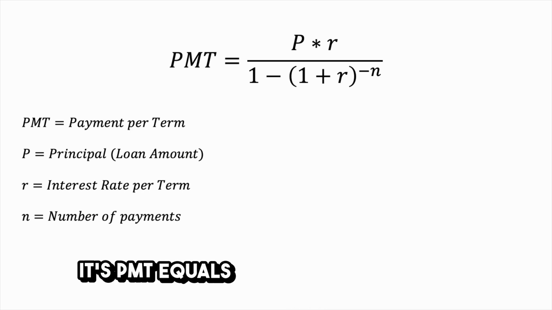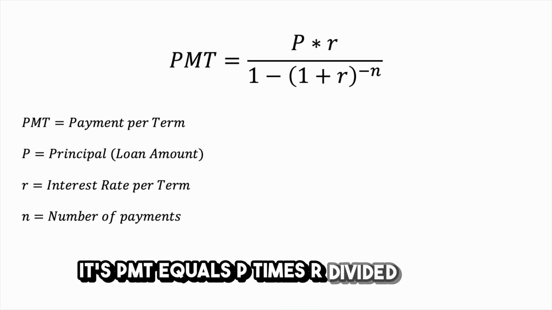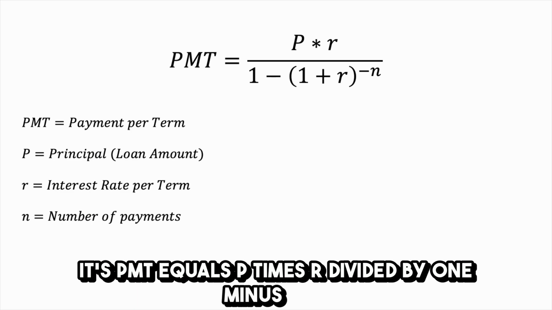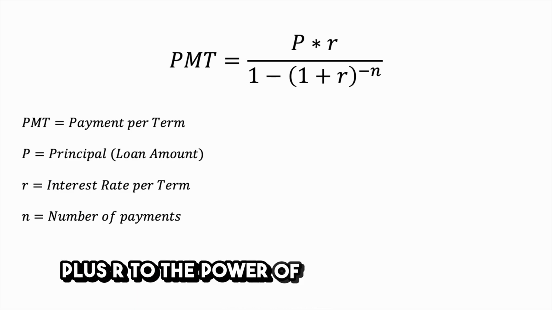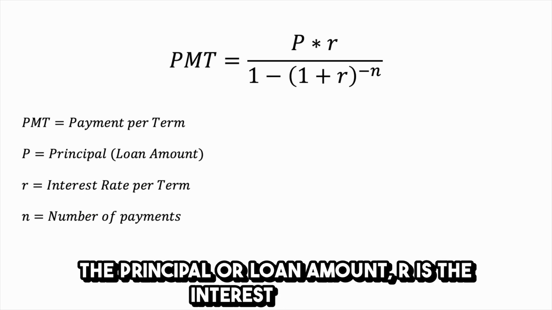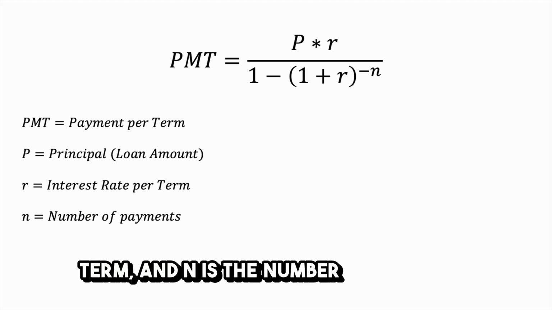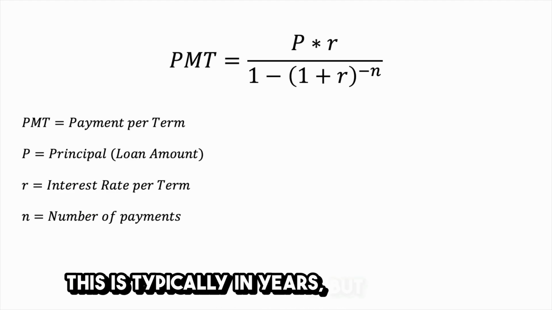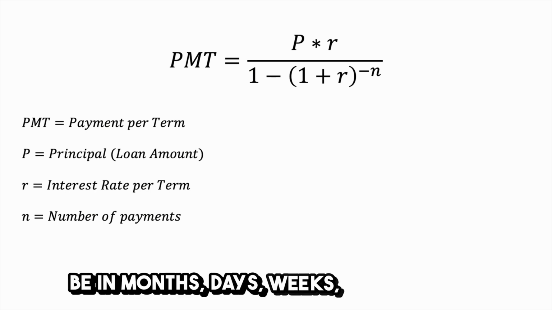It's PMT equals P times R divided by 1 minus (1 plus R) to the power of negative N, where P is the principal or loan amount, R is the interest rate per term, and N is the number of payments you'll make. This is typically in years but could also be in months, days, weeks, or whatever.